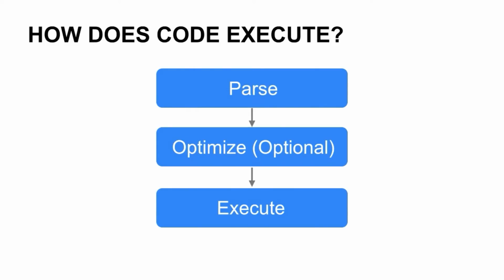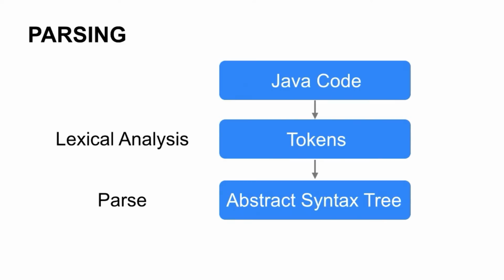The first step is parsing. We take the source language, in our case Java, and we turn it into a form that's easier for the compiler to work with. Once it's in that form, the compiler may perform some optimization before running it so that our code will run faster, and then finally, of course, we'll execute the code. Parsing itself is actually comprised of several substeps.